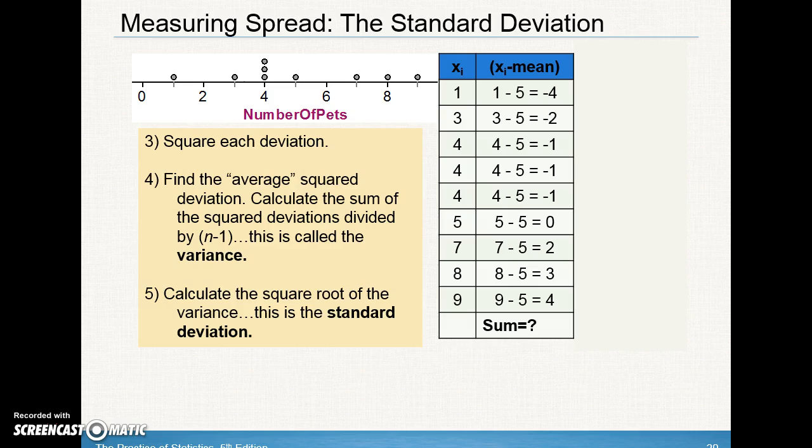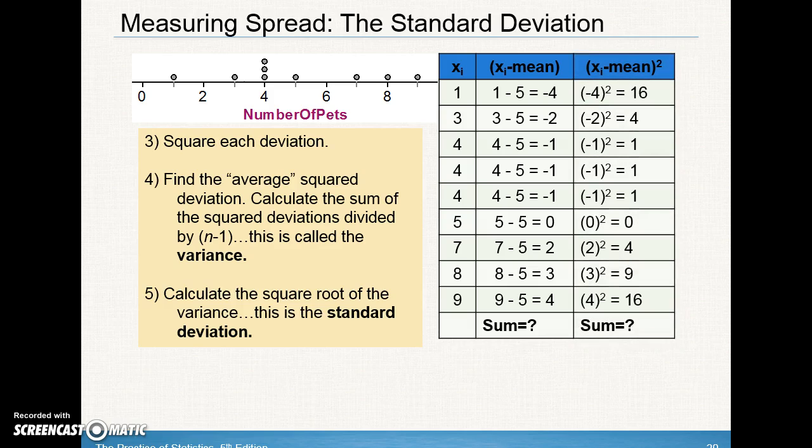What we do is we're going to square each one, and then we're going to average the squared numbers, almost average it. We're going to square them, add them up, and then divide by n minus 1. And for right now, we're not going to talk about why it's n minus 1 rather than n. It has something to do with the n minus 1 giving us a slightly better value. This is called the variance. And then we're going to take the square root of the variance, and this is called the standard deviation.